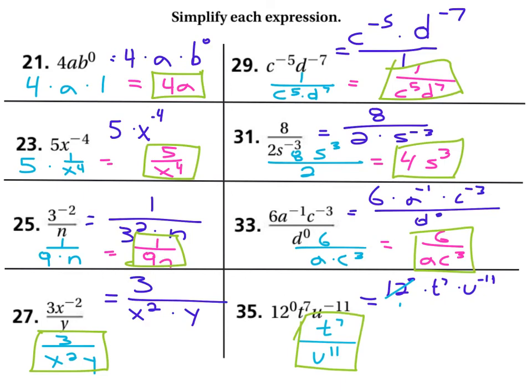You can always divide coefficients. If there was a number in front of each one, we could divide them if it was possible. But in this case, there's not. And that's all we got. We are done.